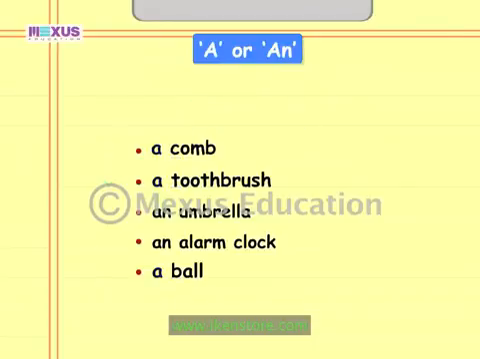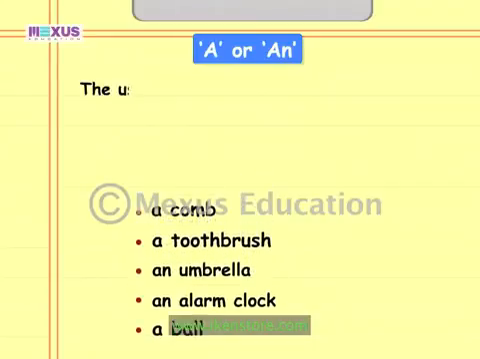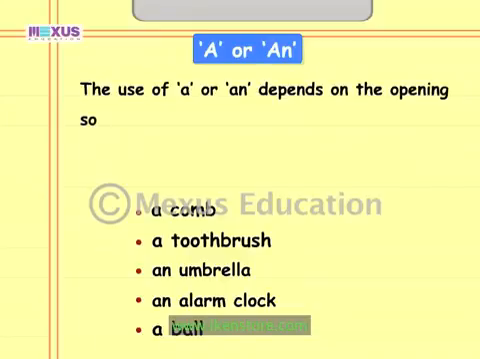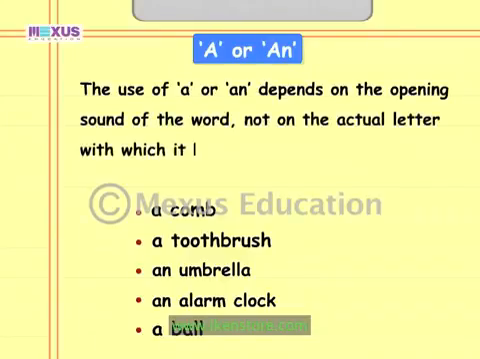If you observe carefully, you will see that the use of a or an depends on the opening sound of the word, not on the actual letter with which it begins. In the examples shown earlier, we used an before the words that began with a vowel sound and a before words that began with a consonant sound.